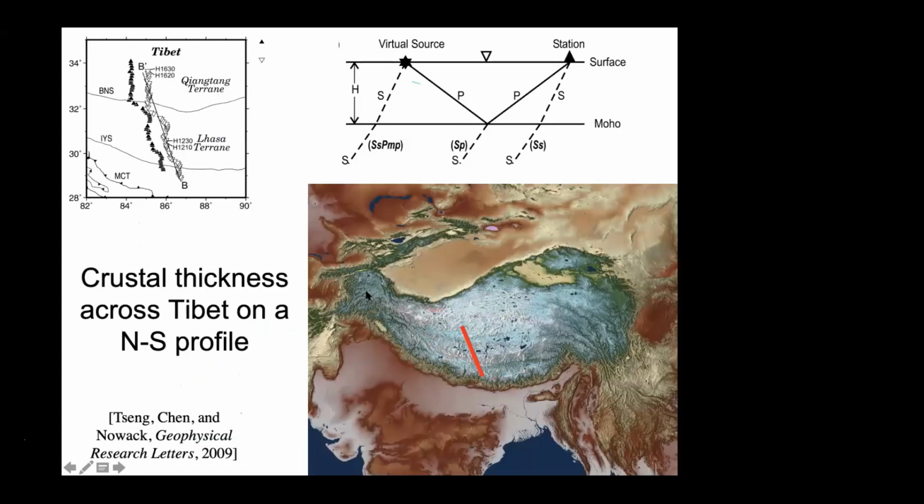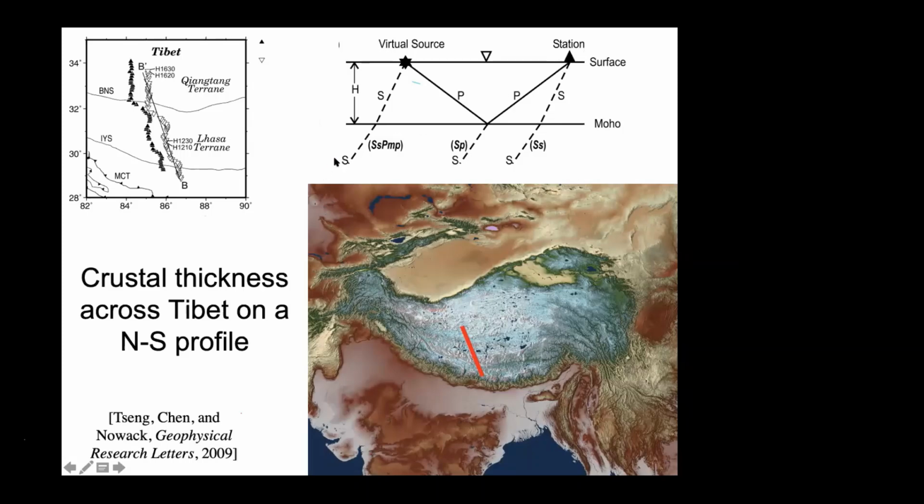I'm going to dwell a little bit on this because I consider this to be a particularly good study. This is a study by Tseng, Chen and Nowack across southern and western Tibet in this area. These are the locations of their stations. And what they used is S waves. This path, if you have a station and a distant earthquake, the S wave would come up, come to the Moho, the base of the crust, and come to that site.